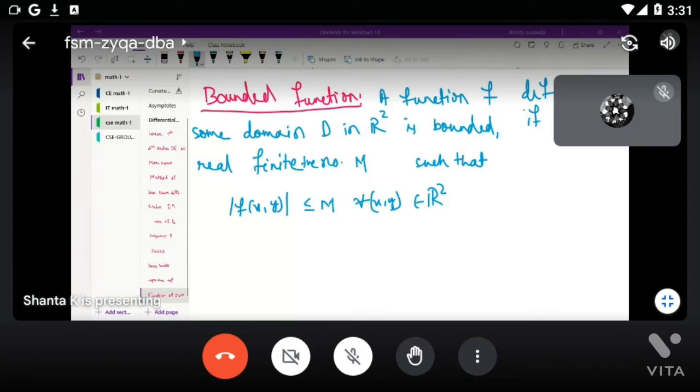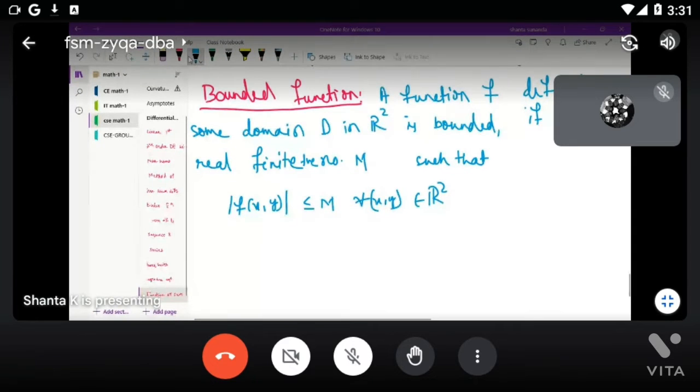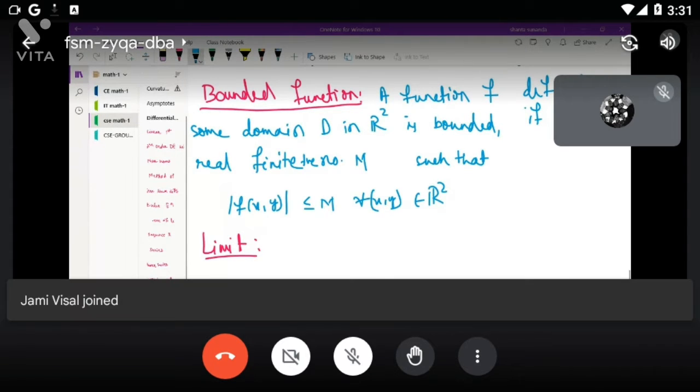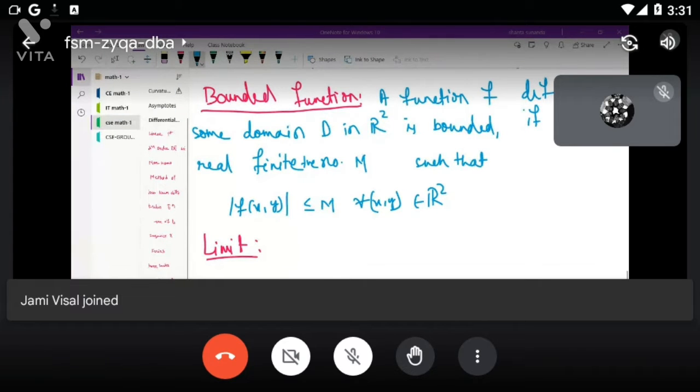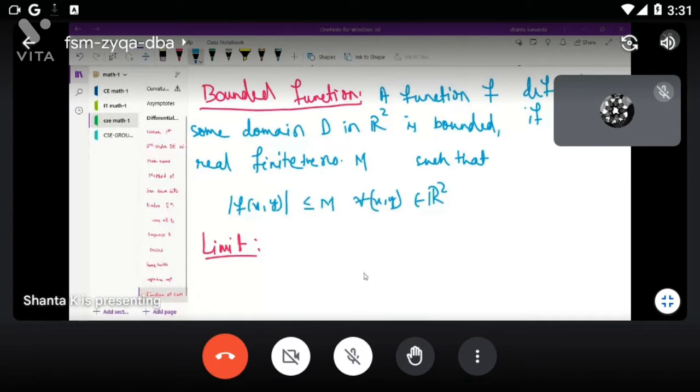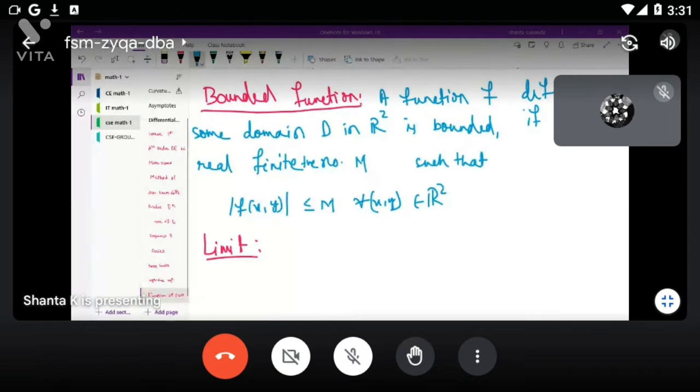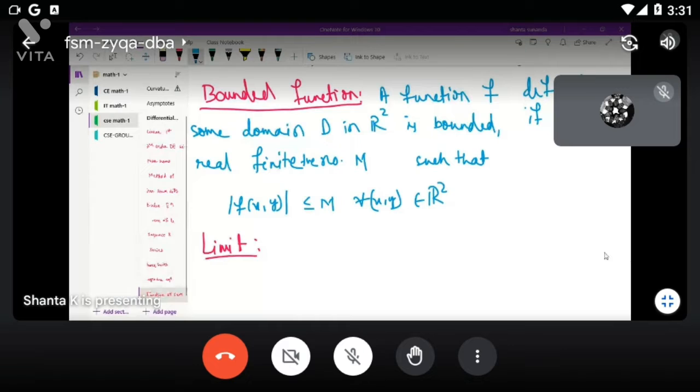So now we will come to the limit concept. Here, we will see how we are extending the limit concept from one dimension to two dimensions. So when you say a limit exists for a function at a given point, remember the real line, the one dimensional case: we say limit as x approaches x naught of f of x equals L.